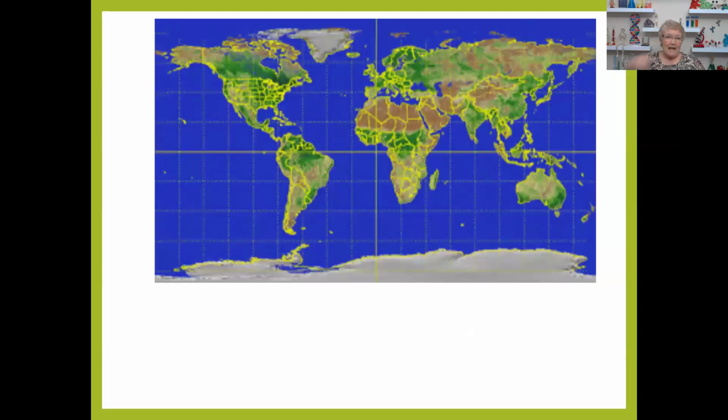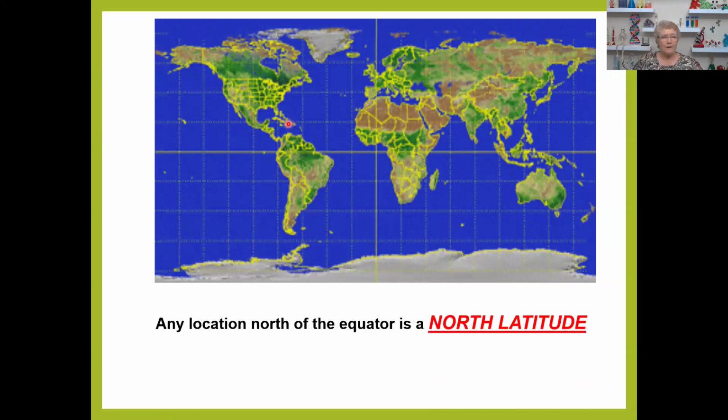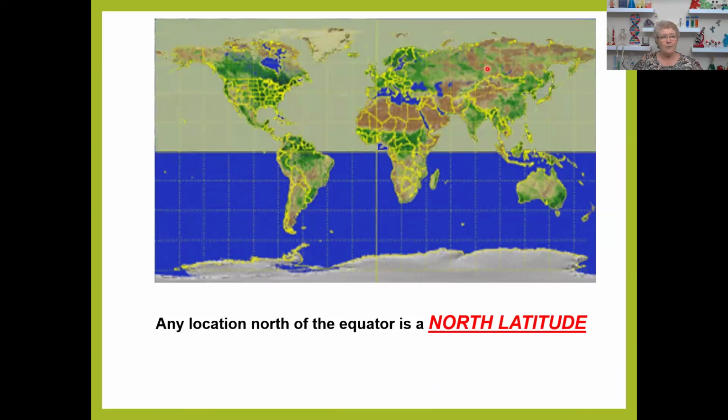All right, so any location that is north of the equator, that would be up above where it's gray, where it's shaded, that is a north latitude.